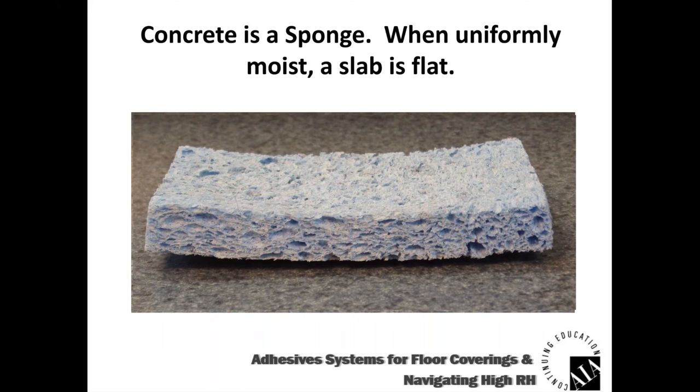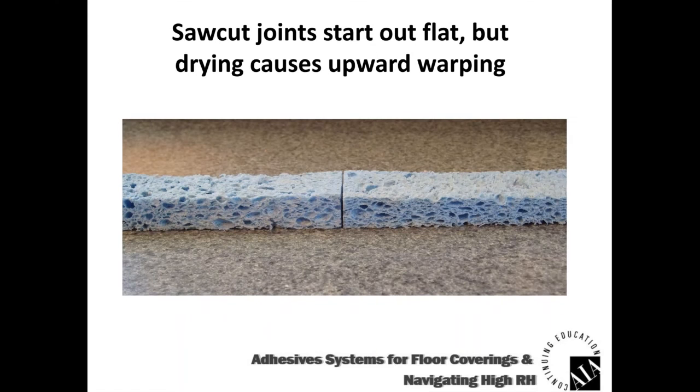And as it dries, that differential drying will create curl in the sponge, where the edges are curled up higher than the middle. So to further simulate this, we got two sponges. We put them together as if there was a natural joint in the concrete. They're totally saturated. They're on a plastic laminate countertop simulating a vapor retarder. And we just let those dry out.